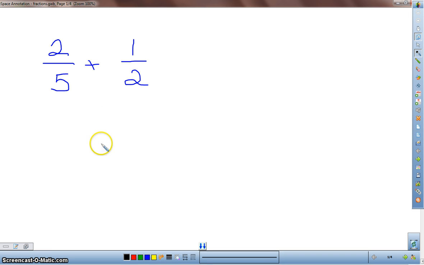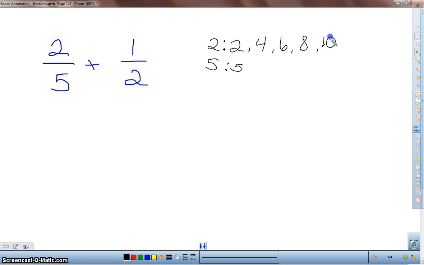When we add fractions, you have to have a common denominator. Very, very important. So my denominators now are 5 and 2. One way to find a common denominator is to just list multiples, once again, not factors, until you find a number that they have in common. Okay, so I'm listing my multiples of 2 here, and I see they have a 10 in common. Another option is to take your 5 and 2 and multiply them together, and that will also give you a common multiple of 10.